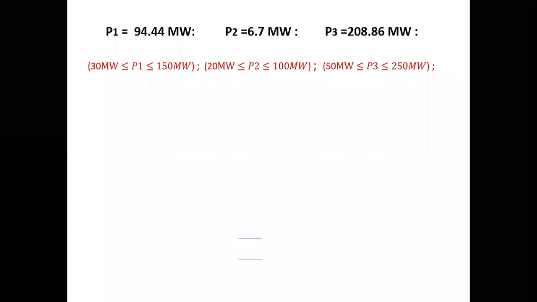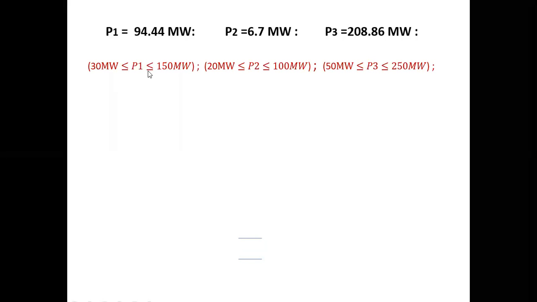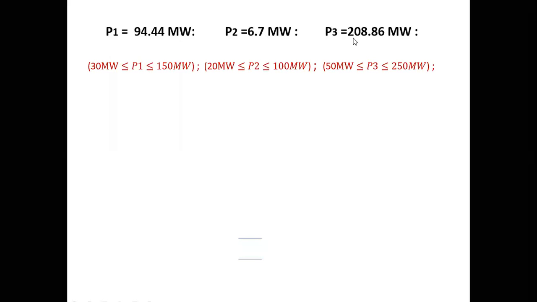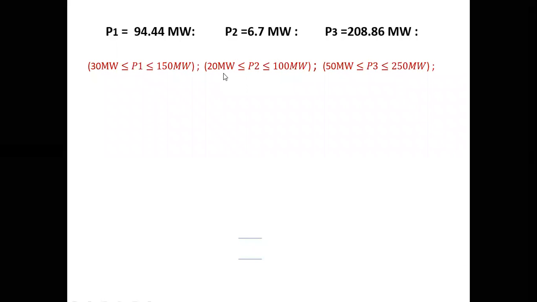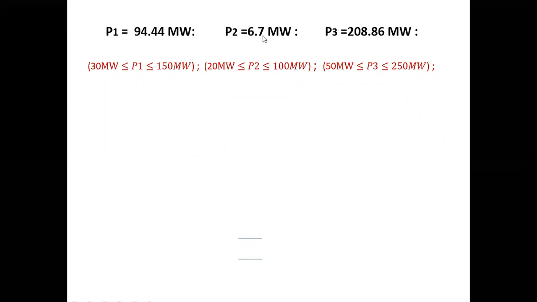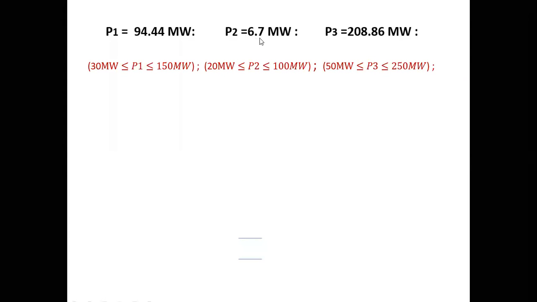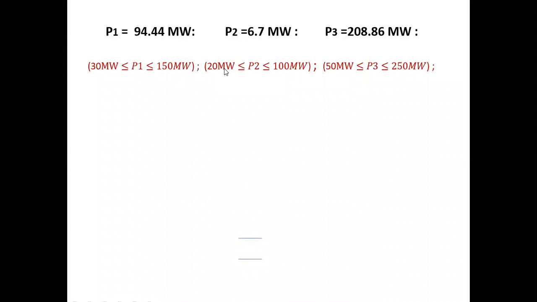Let us consider the constraints. When you consider the constraints, P1 is in the range, P2 is not in the range, whereas P3 is also in the range. Only P2 is not satisfying the given constraints. The P2 constraint must be from 20 megawatts to 100 megawatts. But here, P2 equals 6.7 megawatts. So what we can do is fix P2 at 20 megawatts. Once you fix P2 at 20 megawatts, we need to find P1 and P3.